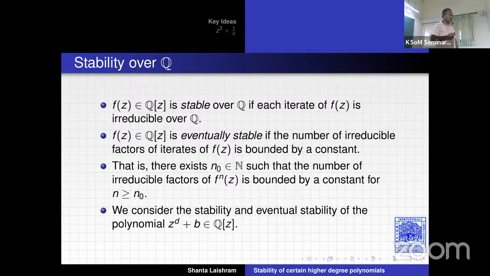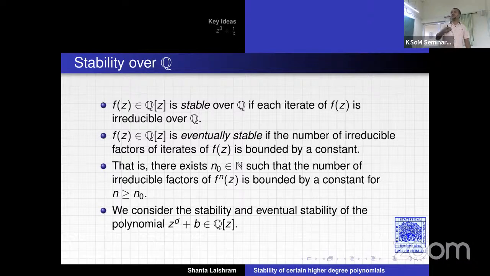Okay, so there is the general definition of stability, but I want to go to Q. I'm going to concentrate over the rationals. Let me refresh what stability means. You start with a polynomial over the rationals. Stable means simply that every iterate is irreducible, and eventually stable means that the number of irreducible factors is bounded by a constant.